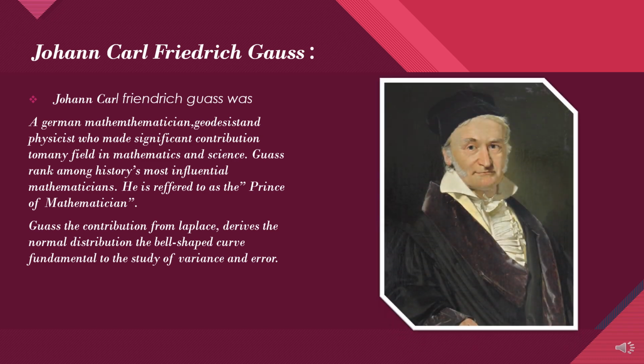Johann Carl Friedrich Gauss. Johann Carl Friedrich Gauss was a German mathematician, geodesist and physicist who made significant contributions to many fields in mathematics and science. Gauss ranks among history's most influential mathematicians. He is referred to as the Prince of Mathematicians. Gauss, with the contribution from Laplace, derived the normal distribution, the bell-shaped curve fundamental to the study of variance and error.